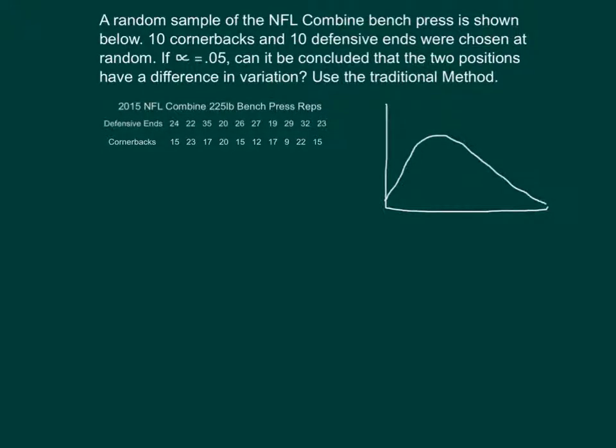The Chapter 9 Hypothesis Traditional Method 2 Sample Test. And this information is from sbnation.com, in case you were wondering. A random sample at the NFL Combine bench press is shown below. 10 cornerbacks and 10 defensive ends were chosen at random. If the significance level is 0.05, can it be concluded that the two positions have a difference in variation? Use the traditional method.